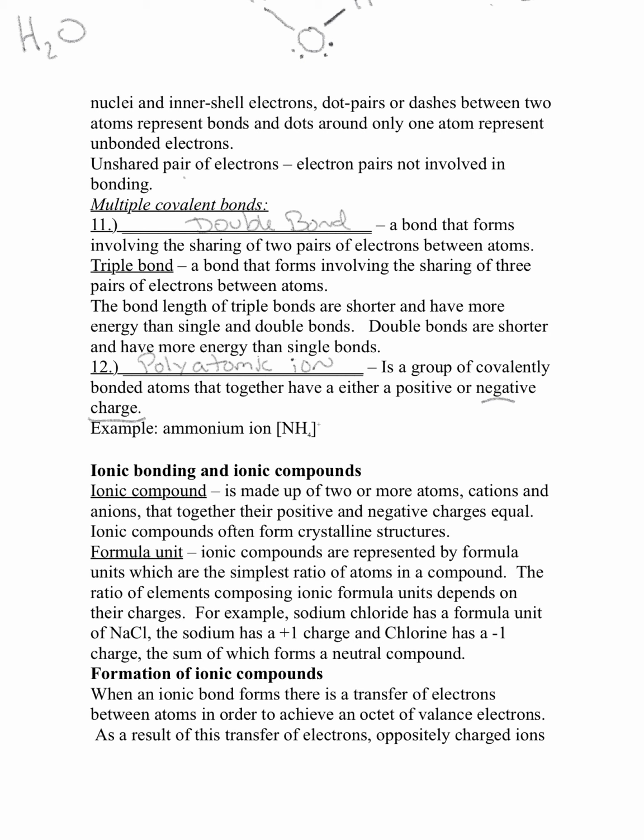The ratio of elements composing ionic formula units depends on their charges. For example, sodium chloride has a formula unit of NaCl. The sodium has a positive 1 charge and the chlorine has a negative 1 charge, the sum of which forms a neutral compound. So chlorine has a negative 1 charge and sodium has a positive 1 charge, so I only need one of each.